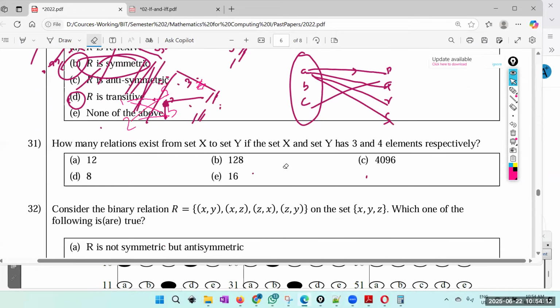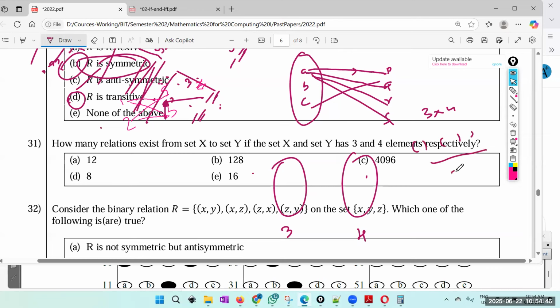Right. So this is what ChatGPT explained. When we know that this one has 3 elements and this one has 4 elements, how many ordered pairs are there? A1 to B1, A1 to B2, A1 to B3, A1 to B4, then A2 to B1, A2 to B2, A2 to B3, and so on. So that means we have 3 into 4 ordered pairs. That is your set. Right?